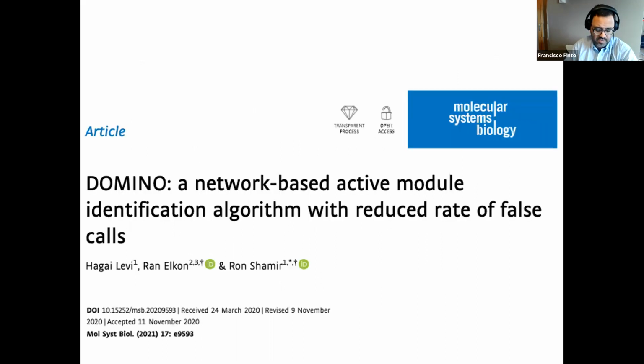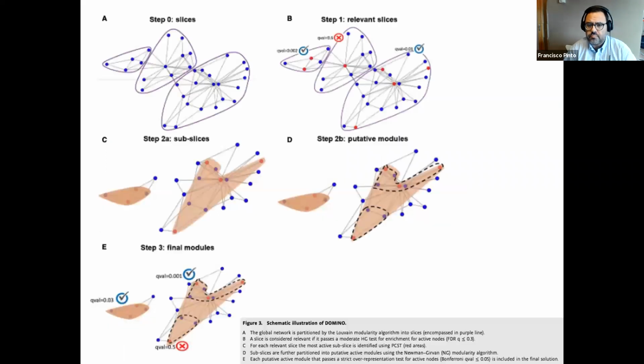So in the last 5 minutes, I have a few examples. I'm not sure if I'm going to present all of them. This was published, it was accepted in November 2020, but came out already in 2021. And it is probably one of the most recent versions of the active module identification algorithm. And just to show you how it works.